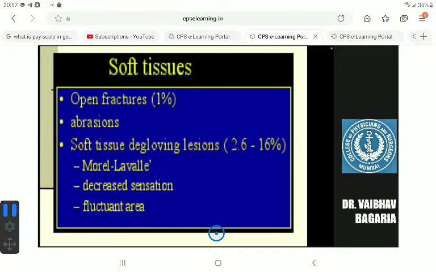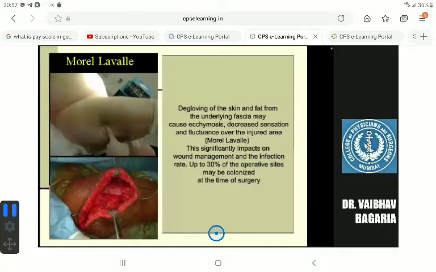Open fractures are 1%. Soft tissue degloving lesions are around 2.6 to 16%. And most famously, Morel-Lavallée lesions. Decreased sensation and a fluctuant area is something that you see. So this is a Morel-Lavallée lesion. It's the internal degloving of the skin and fat from the underlying fascia, causing ecchymosis, decreased sensation and fluctuation over the area. So you may get a short note on Morel-Lavallée lesions.